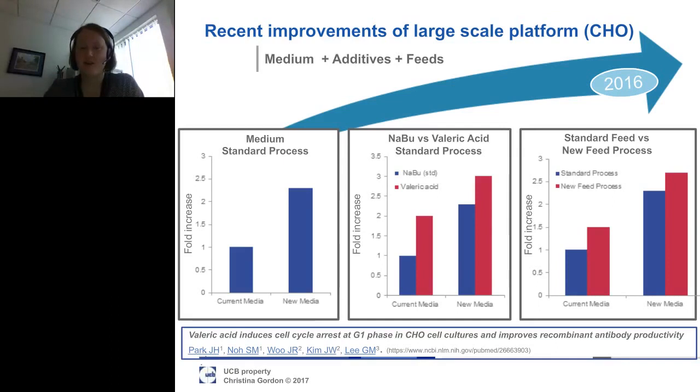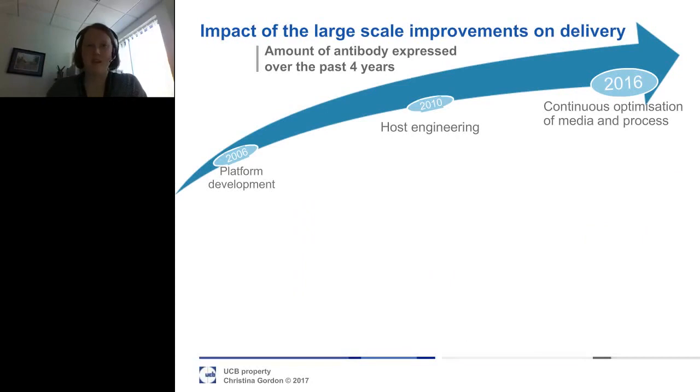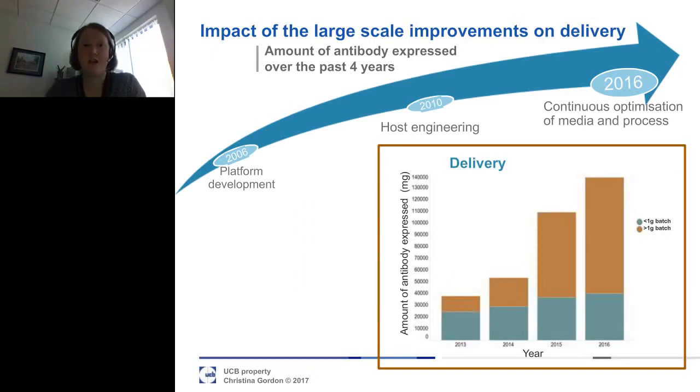So by doing so, we've increased our yields by about half-fold. So when we look at the impact that these improvements had on our large-scale expression system, you can see this graph here that shows the amount of antibody expressed over the past 4 years. And if you look at 2013, where we expressed about 40 grams, we are in 2016 drastically up at about 140 grams, which is a drastic improvement over the years.